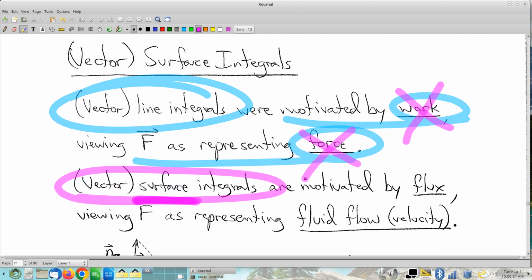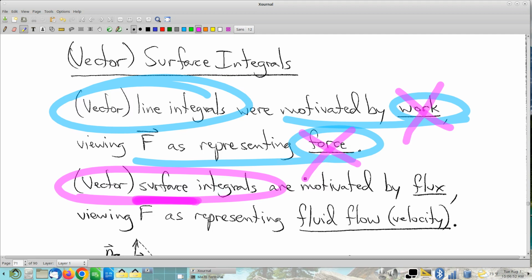So I know that the words vector surface integral and vector line integral seem to have so much in common, and we've seen so many analogies between different kinds of integrals and the different kinds of things that they can do. In this case, again, the motivating example is totally different.